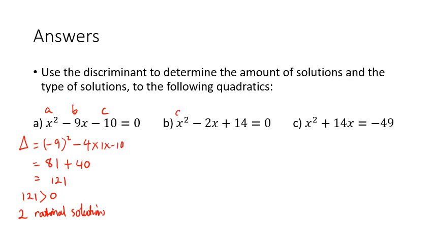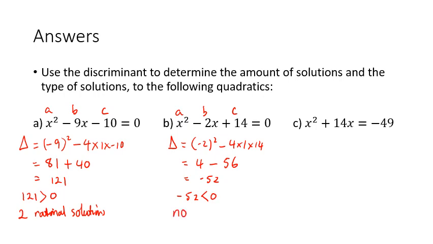In our next example, we've got a, b, and c here. So our discriminant is going to be -2 all squared. Take 4 lots of 1, lots of 14, which is 4 take away 56, which is minus 52, and we know that minus 52 is smaller than 0, so we have no real solutions to this one.